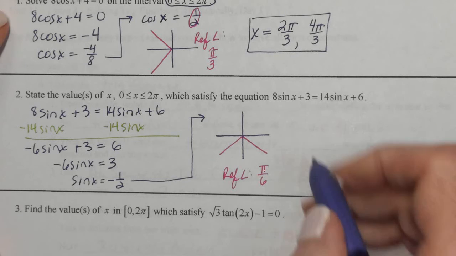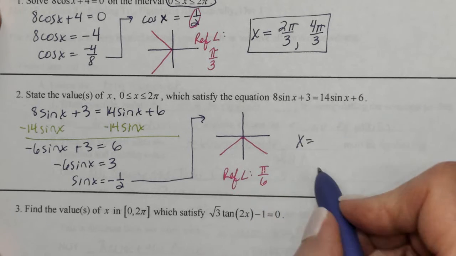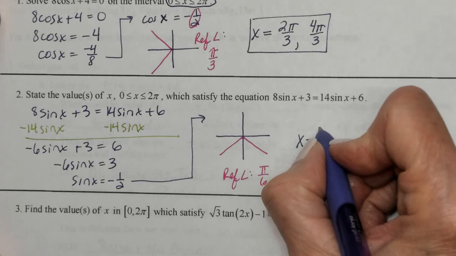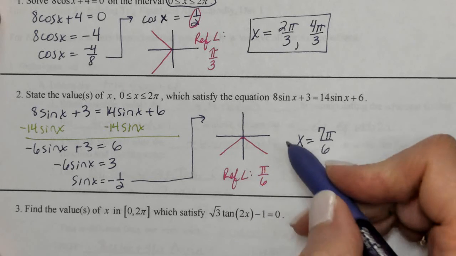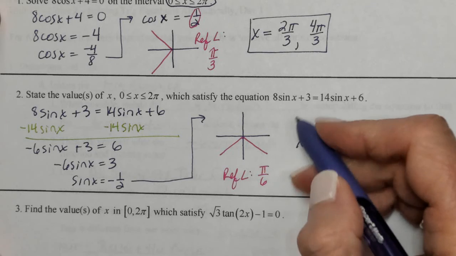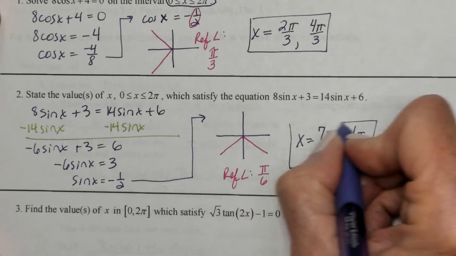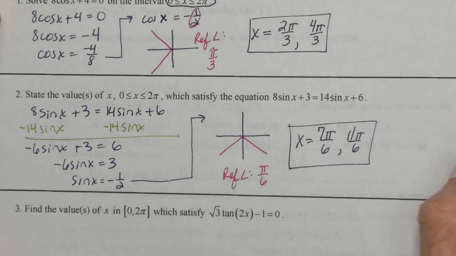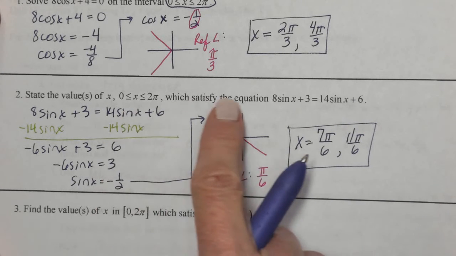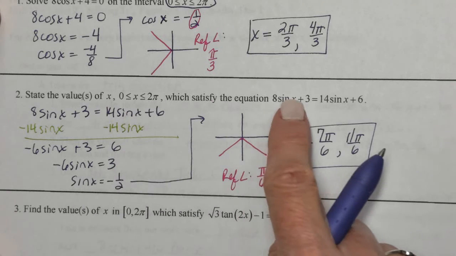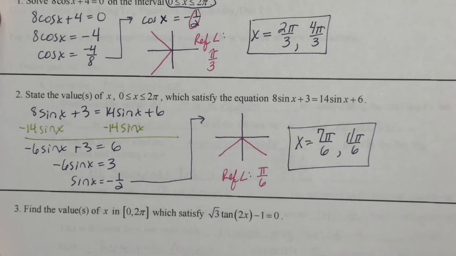So my answer here, my x value, will be the pi over 6 angle in quadrant 3, that's 7 pi over 6, and the pi over 6 angle in quadrant 4, that is 11 pi over 6. And those are the two angles between 0 and 2 pi. Those are the two x values between 0 and 2 pi that satisfy this equation. Okay?